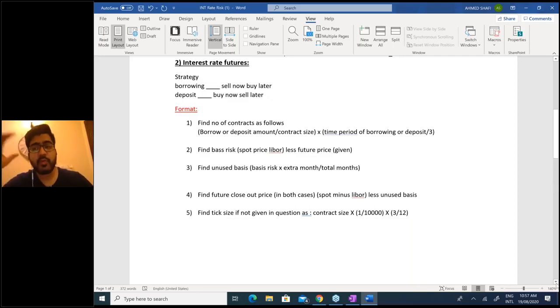Now, how do we do interest rate futures? Interest rate futures is the most important and carries the most marks. You saw FRA. It's just a two-step approach, but interest rate futures is lengthy. It carries more marks, therefore pay attention, and you're likely to get it completely by doing the question.